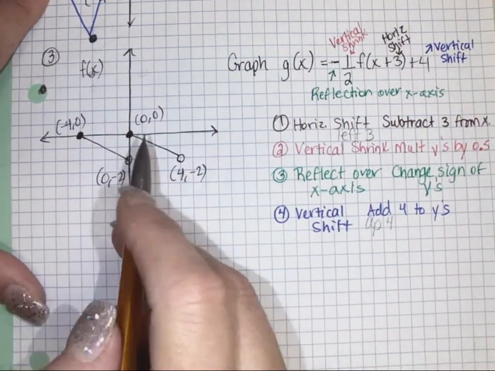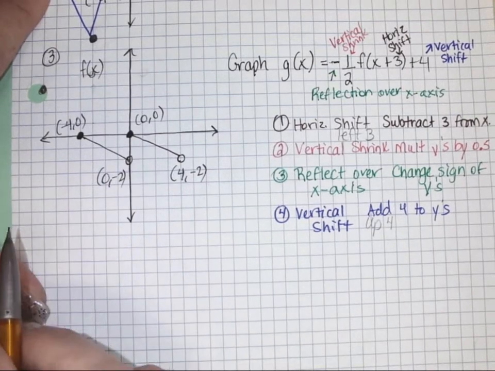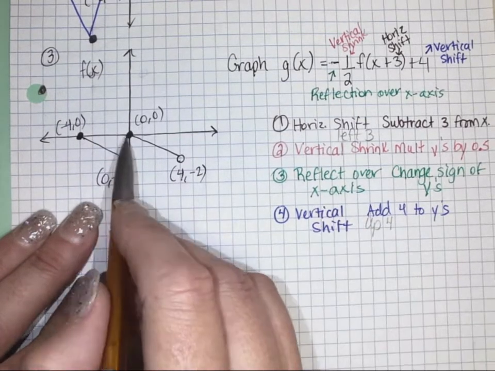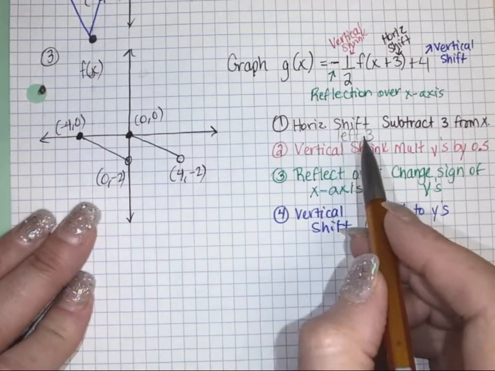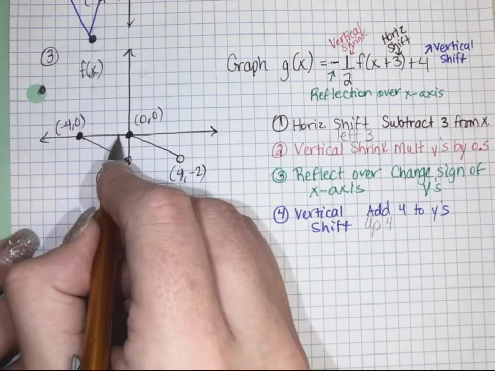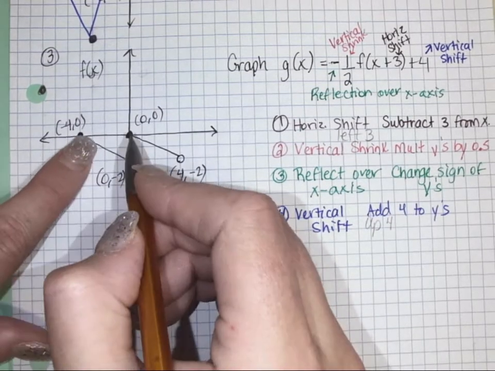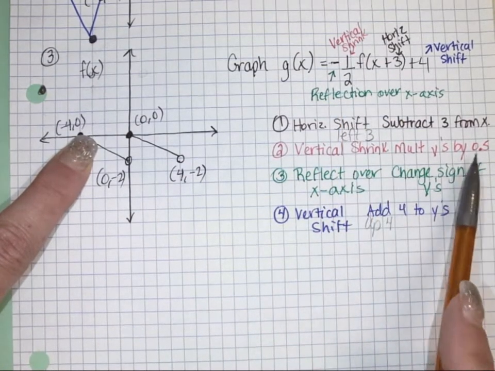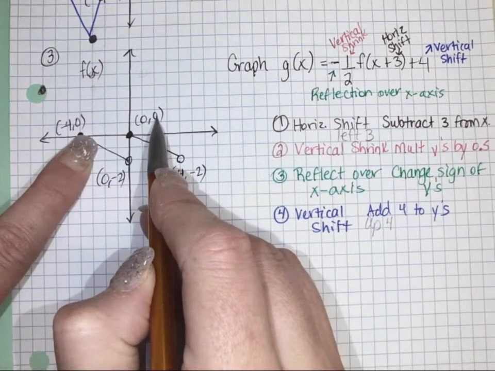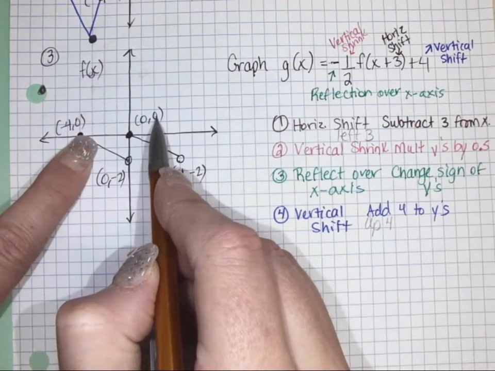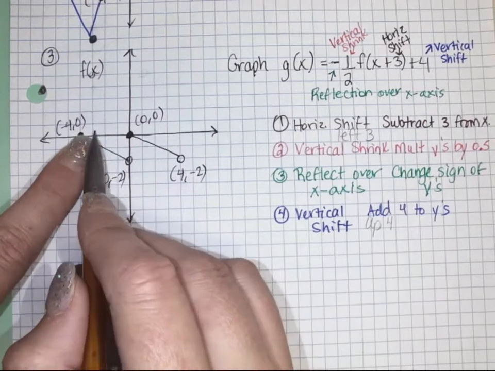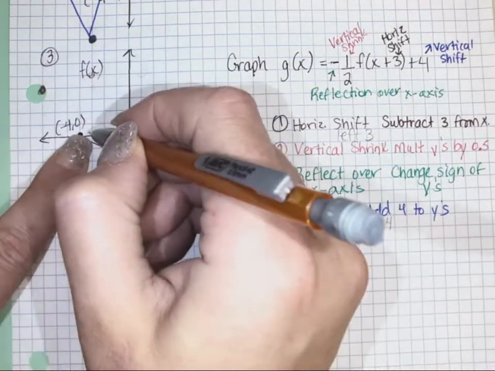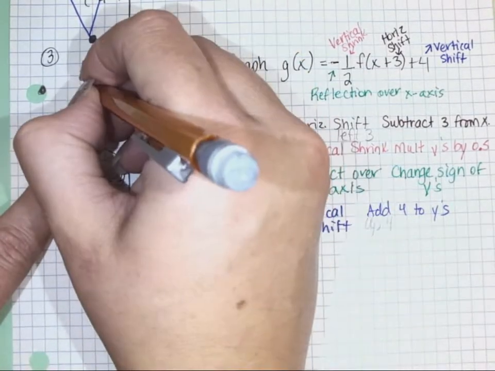So then let's do the same thing with this point. Or well, let's go ahead and do it with this one. If I move this point here left 3 places for the horizontal shift, 1, 2, 3, I'm here. Then I'm going to take into account this vertical shrink, multiply y by 1/2. Once again, multiply this by 1/2, and I get 0. I can't reflect it over the x-axis since I'm on the x-axis, so it stays. Last thing, let's move it up 4 places. So 1, 2, 3, 4.